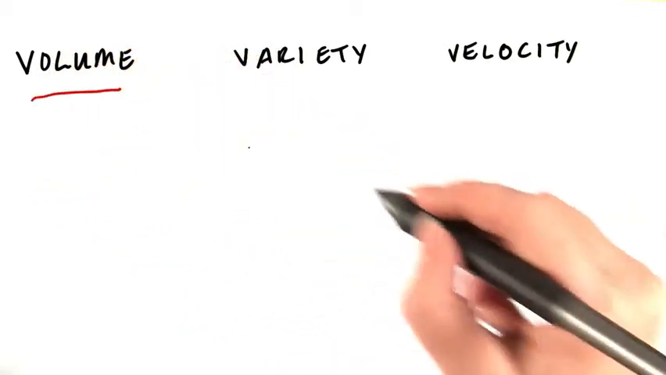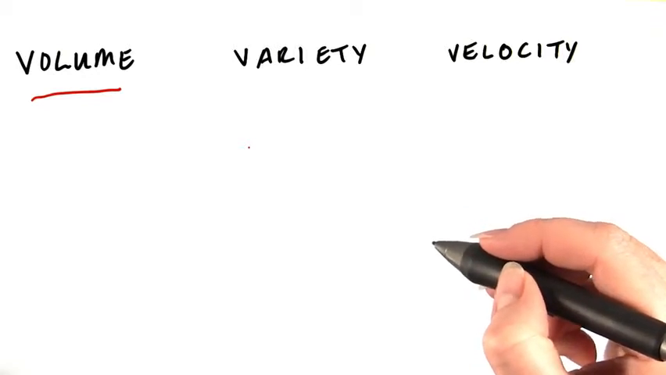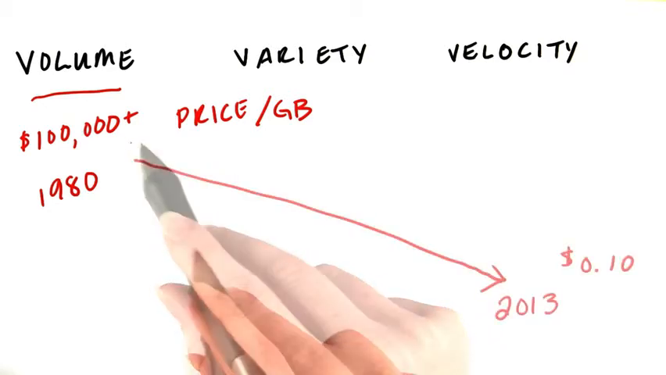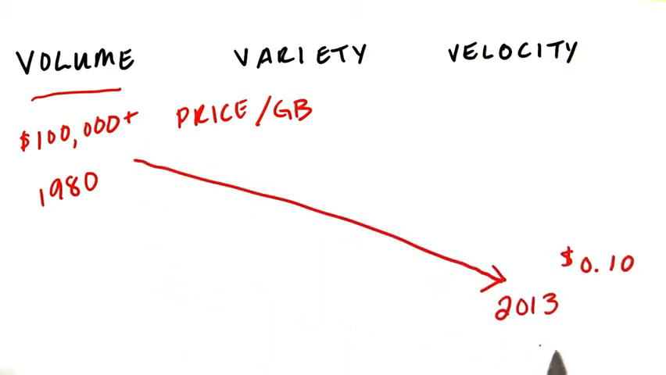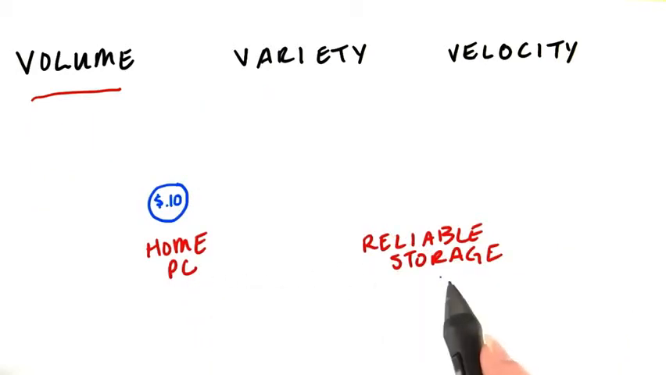Let's start with volume. The price to store data has dropped incredibly over the last 60 years. In 1980, the cost per gigabyte was several $100,000. In 2013, it's merely 10 cents. Although it's worth saying, to actually store the data reliably, you're going to end up paying more than that.